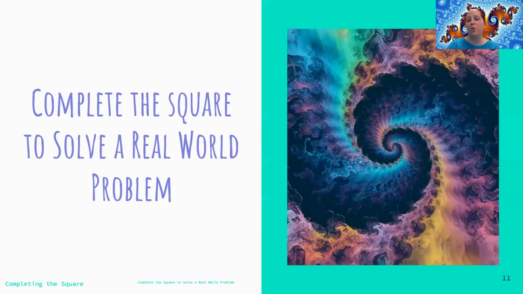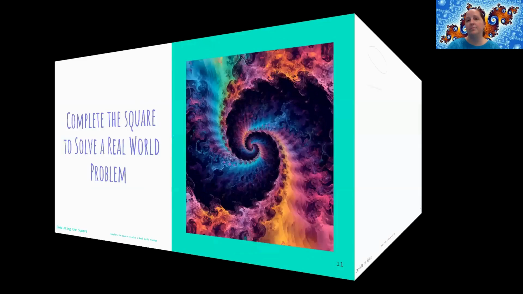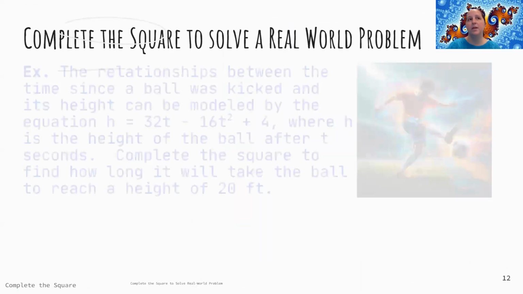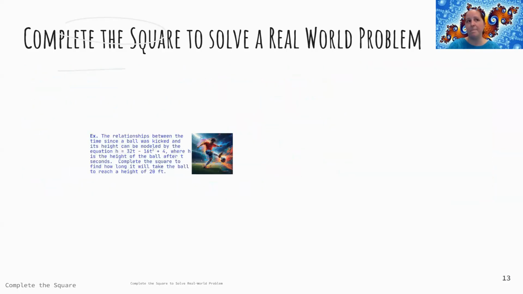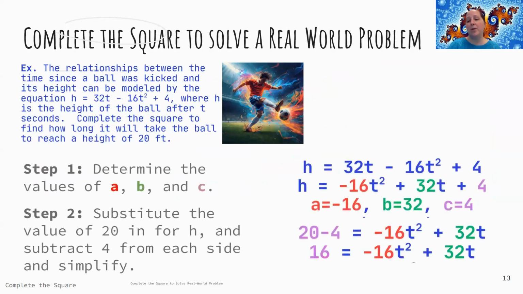Complete the square to solve a real-world problem. The relationship between the time since a ball was kicked and its height can be modeled by the equation h equals 32t minus 16t squared plus 4, where h is the height of the ball after t seconds. I want to complete the square to find how long it will take the ball to reach a height of 20 feet. Okay. So to do this, again, I want to determine my A, my B, and my C. So my A in this case is negative 16, my B is 32, and my C is 4.